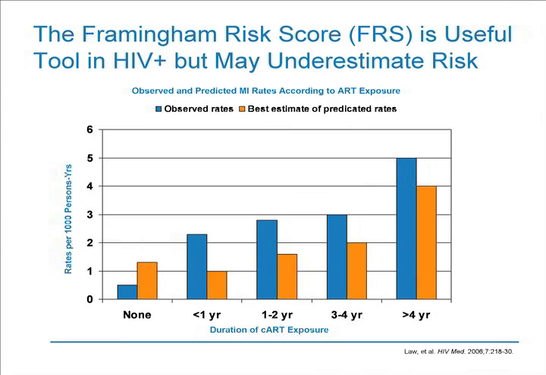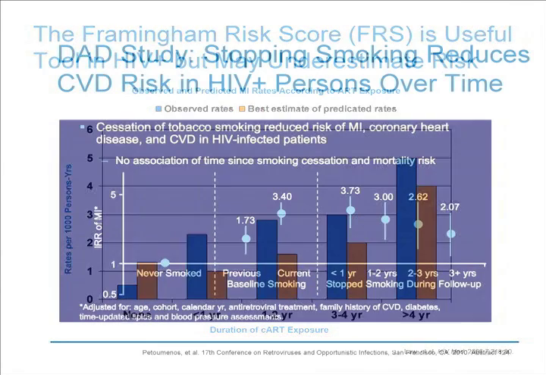The question comes up, does this reflect the actual risk in HIV-positive patients? That study has been done for the DAD cohort, where they looked at the actual observed rates of heart attacks in blue and the estimated risk from the Framingham risk score in orange, and one can see that the risk was somewhat underestimated by the Framingham risk score.